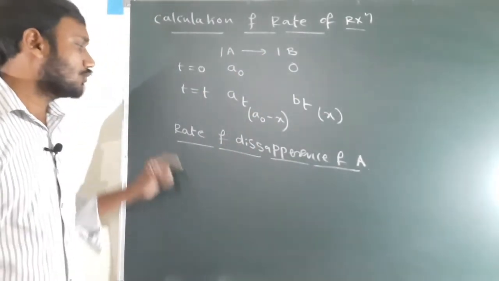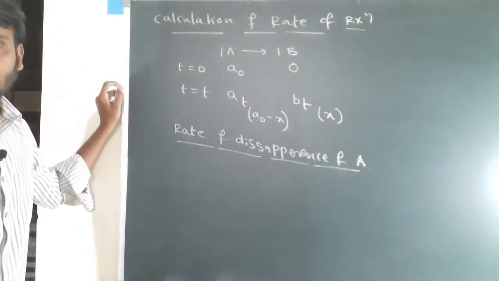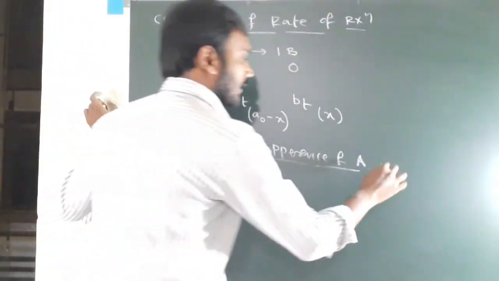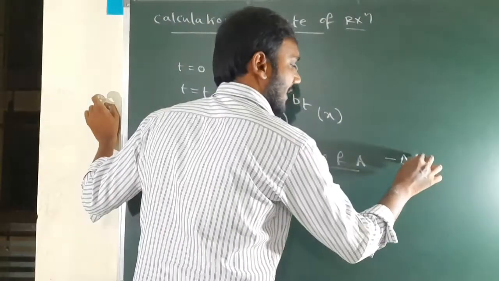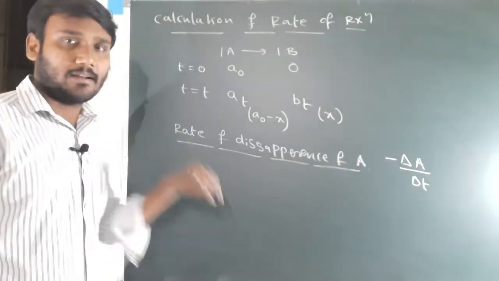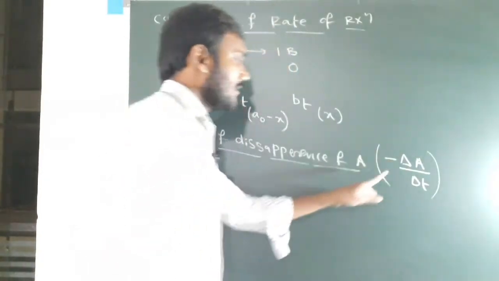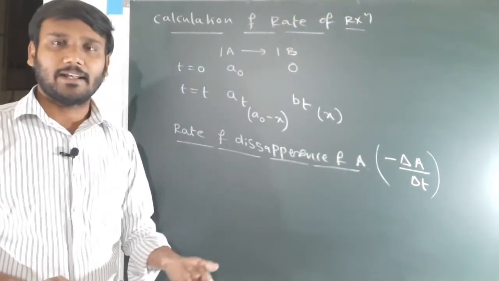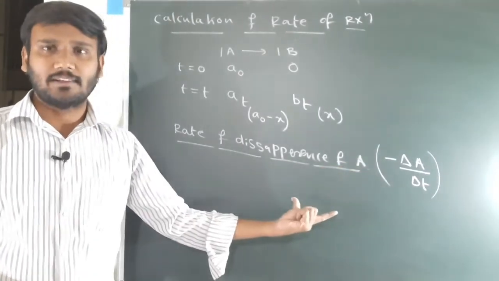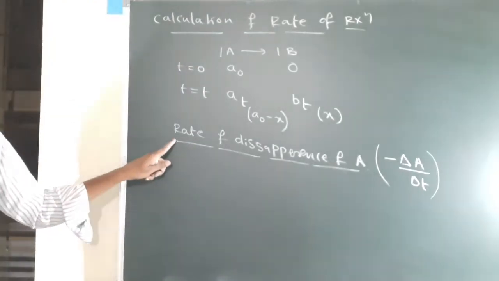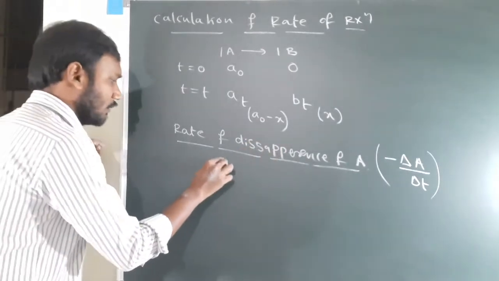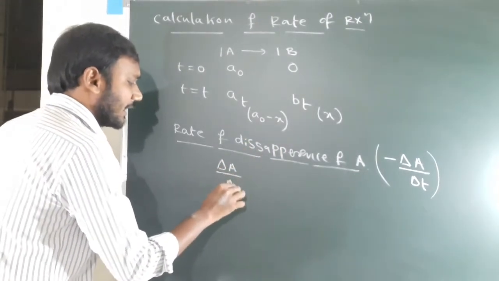So how can you show the rate of disappearance of A? Generally we show disappearance with the symbol minus delta A by delta t. I discussed previously that the minus sign indicates the concentration of the reactant is decreasing. Let me discuss why we write the minus. So the rate of disappearance of A is minus delta A by delta t.